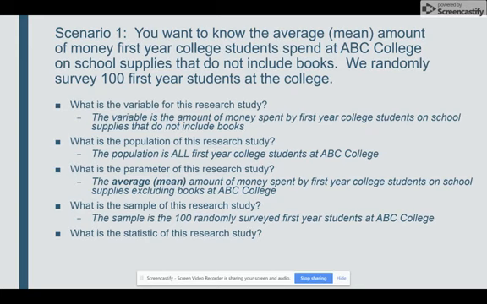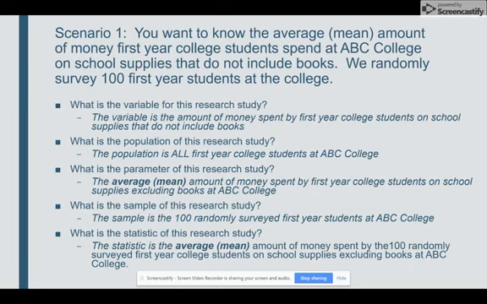What is the statistic of the research study? The statistic is the average or the mean amount of money spent by the 100 randomly surveyed first-year college students on school supplies, excluding books, at ABC College.